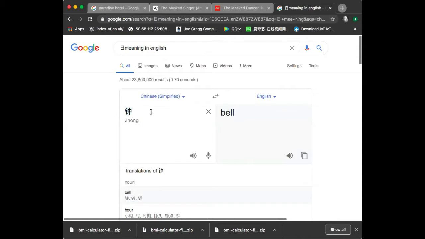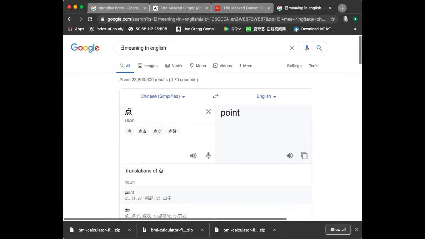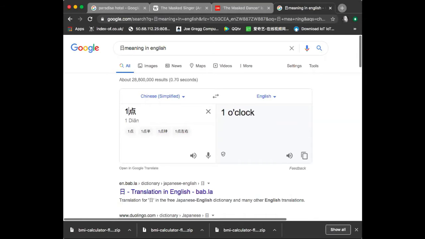Okay, so we have Zhong, which is a bell. You see the English translation here. Zhong. And then if we add Dian, Dian Zhong, let's just type it through. You see it's o'clock. Yes, Dian Zhong is o'clock. So sometimes if you just go 1 Dian, you see Yi Dian, that's 1 o'clock.